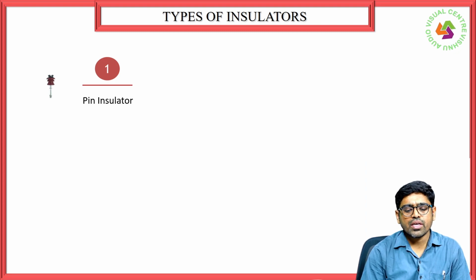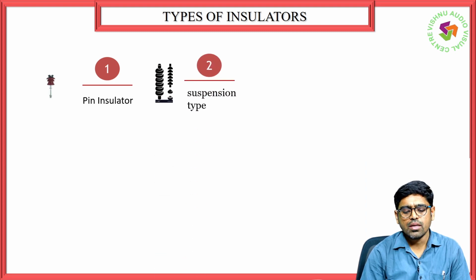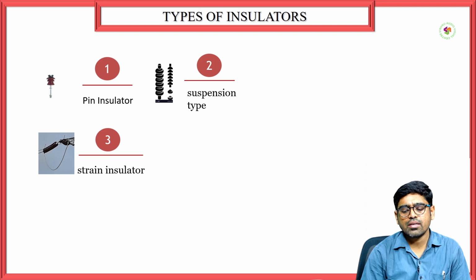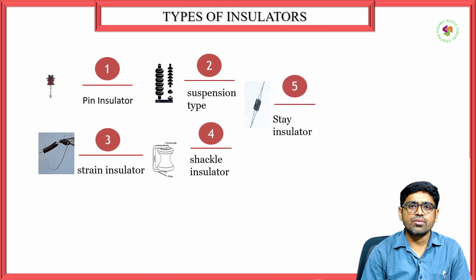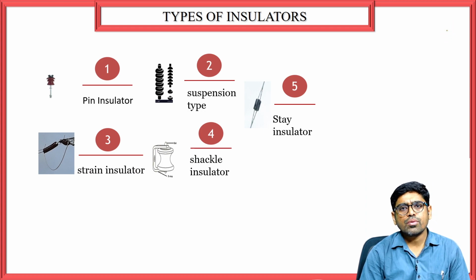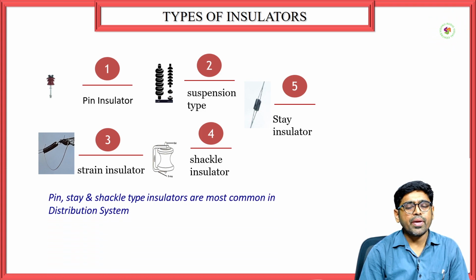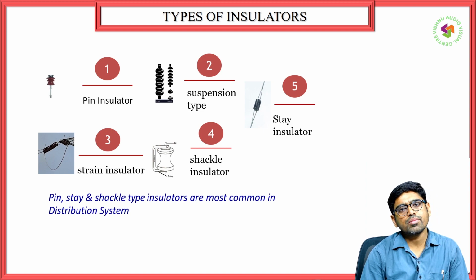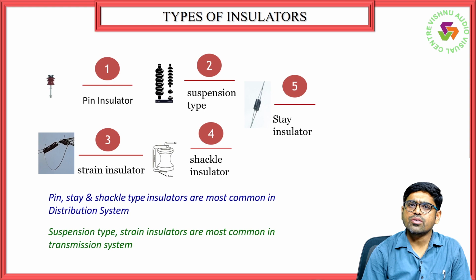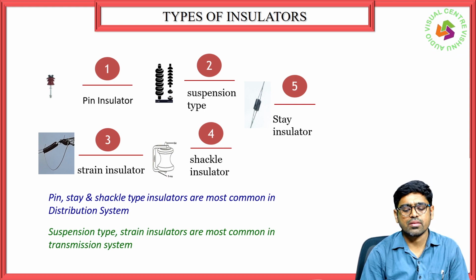First we can see the pin insulator, the second type is the suspension type insulator, the third is the strain insulator, the fourth is the shackle insulator, and the fifth is the stay insulator. These are the 5 types of insulators in an overhead transmission line. Among these, the pin, stay and shackle type insulators are most common in distribution systems, and suspension type and strain insulators are used in transmission lines.